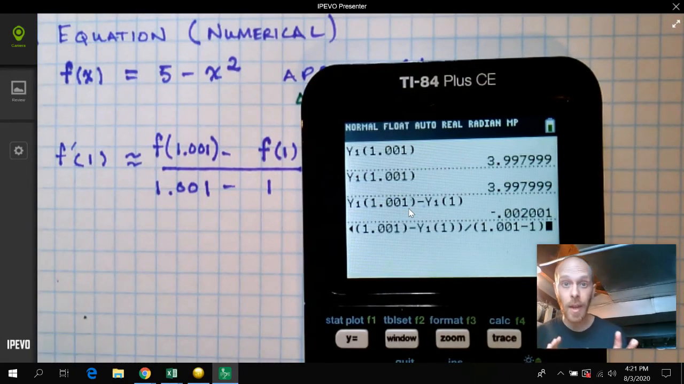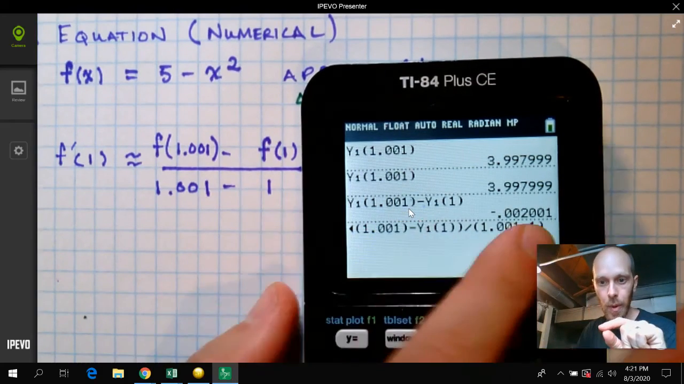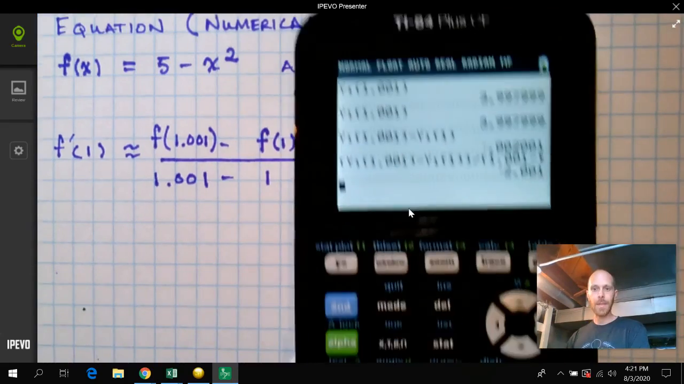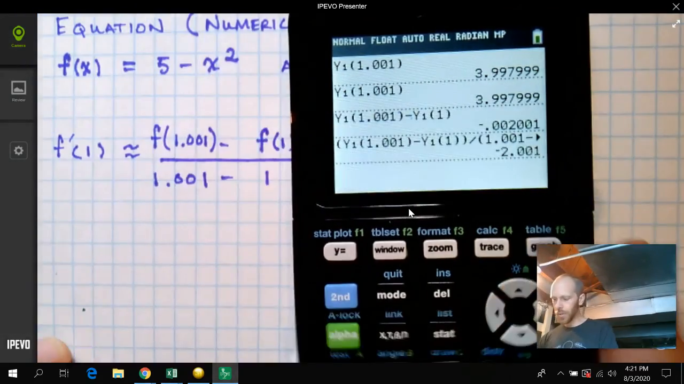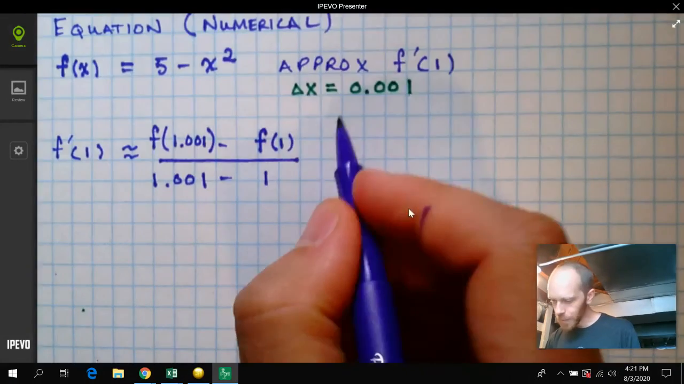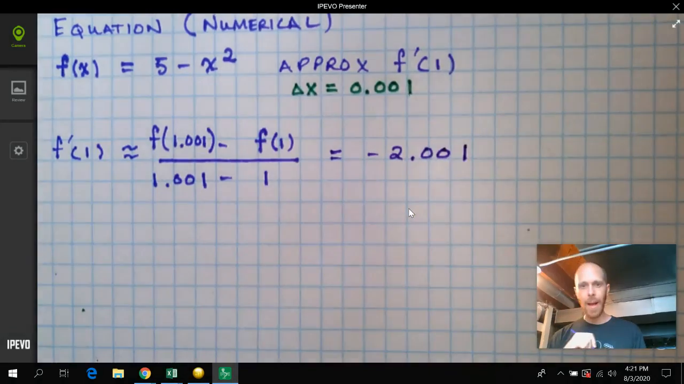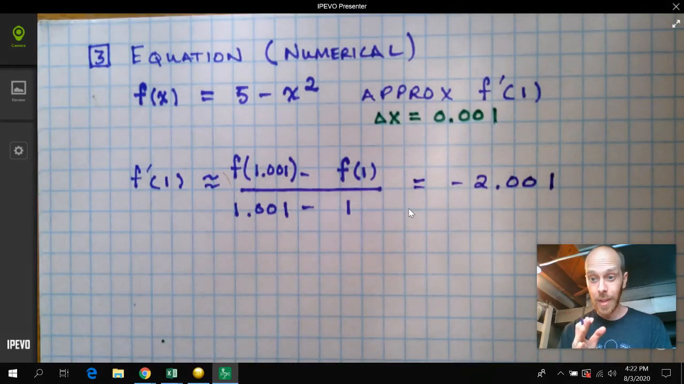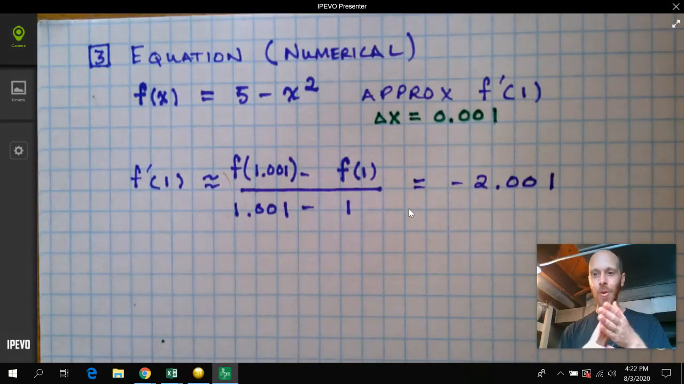One thing I want to emphasize to you guys is that this is not going to work if you don't use the parentheses. Anyway, by doing that, ba-boom, I got myself my answer. And take a look at that. It is negative 2.001, which makes sense because all the answers we've been getting were around negative 2. All right, so that's the moral of the story, folks. You know what the derivative is. You know how to calculate it if you have a graph, if you have a table, and if you have an equation. Good day.